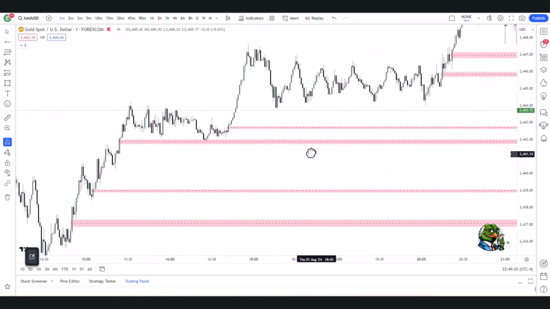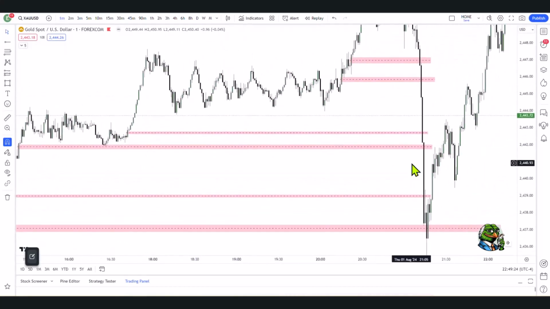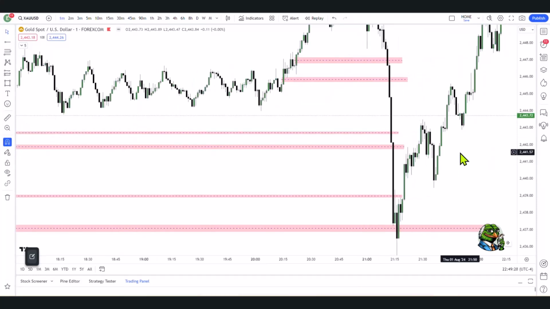Look at these ones. All these. We missed them all. So there's 10 fair value gaps on that move down. Which one are you going to pick as the one to trade? They all look the same.